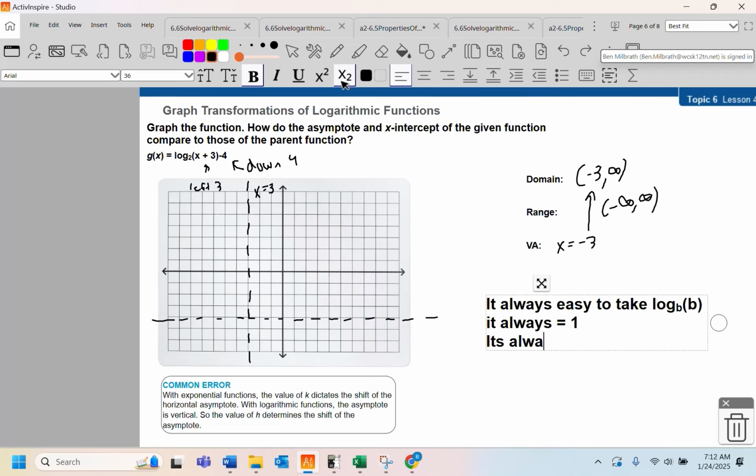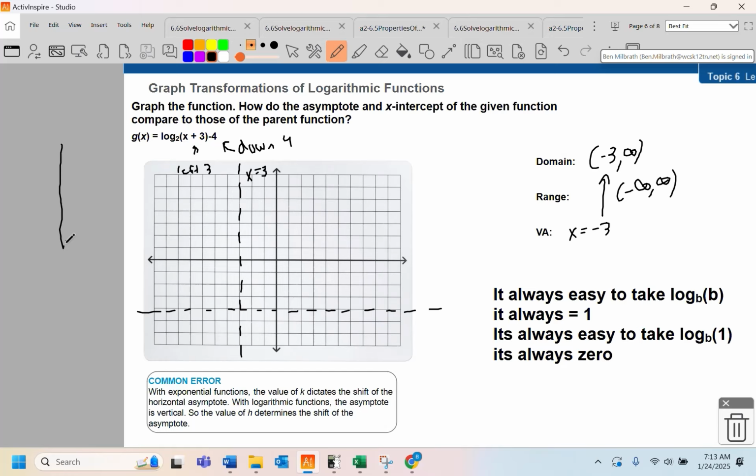And it's always easy to take a log of any base whose argument is 1, because it's always 0. Every single time. That's what happens. So when I talk about a table for a logarithm, and I'll explain why these numbers work, I'll work them out with you. The first thing I want to do is I want this x plus 3 to equal 1.